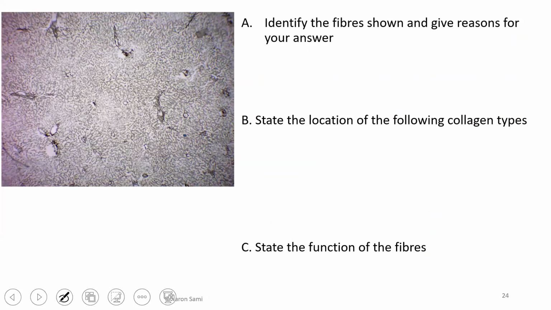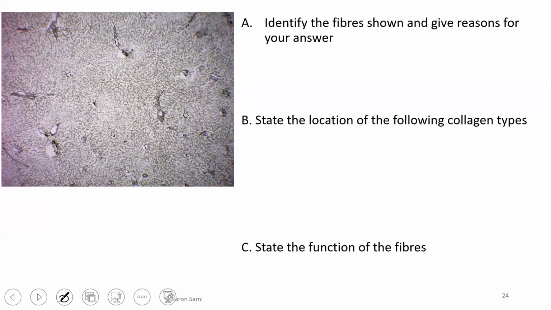Okay, I can see people are saying reticular fibers. No, I asked about the fibers, not the tissue. The tissue here is the liver, under silver staining. So this is the liver. So what are the fibers? The fibers here are the reticular fibers.